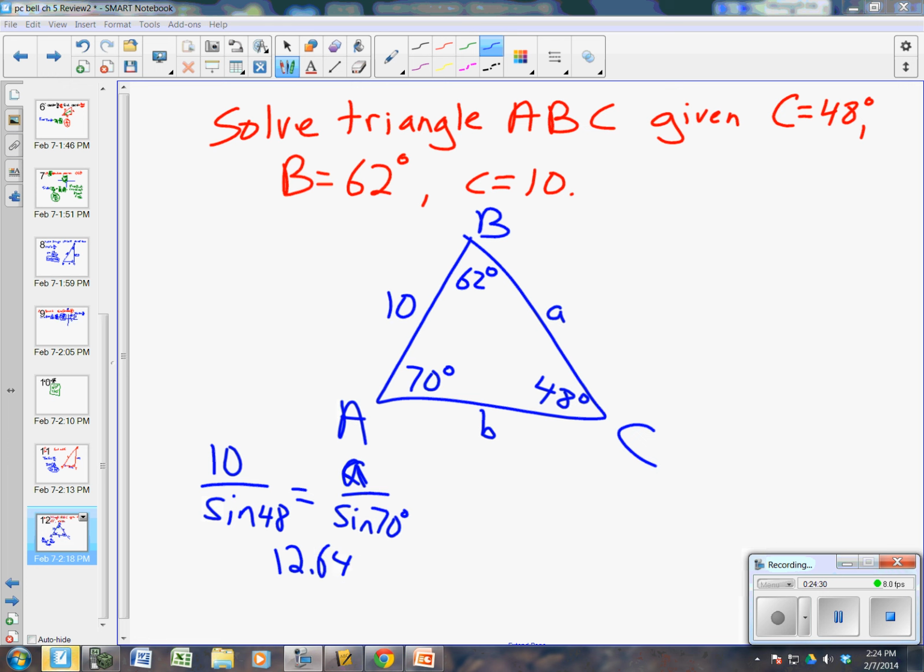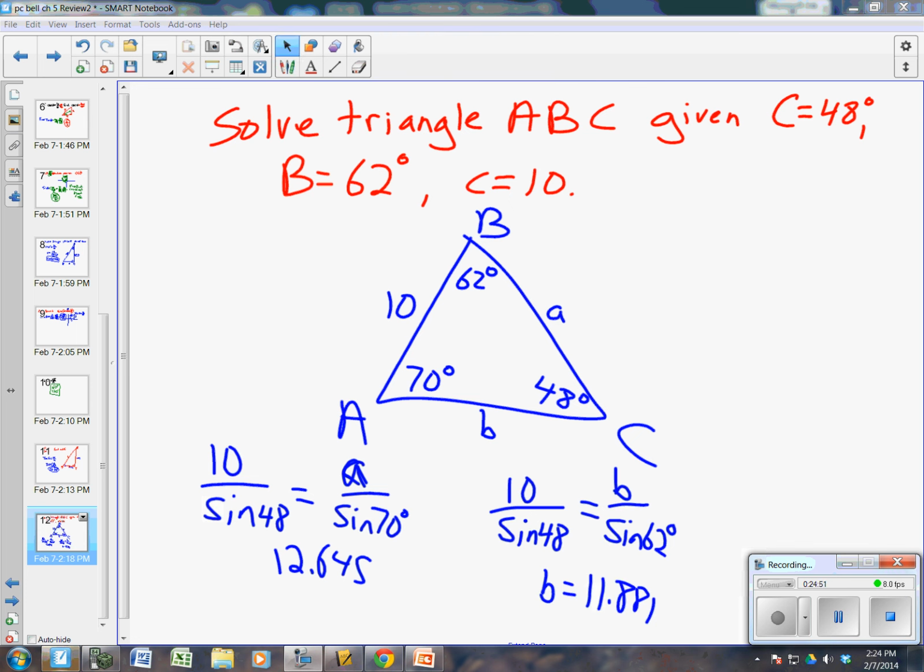12.645. And then the other one, you're going to do the same thing, 10 over sine of 48 equals b over sine of 62. And you're going to times both sides by sine of 62. And what did you get for b? 11 point what? 881. Okay? That is how you do that problem.